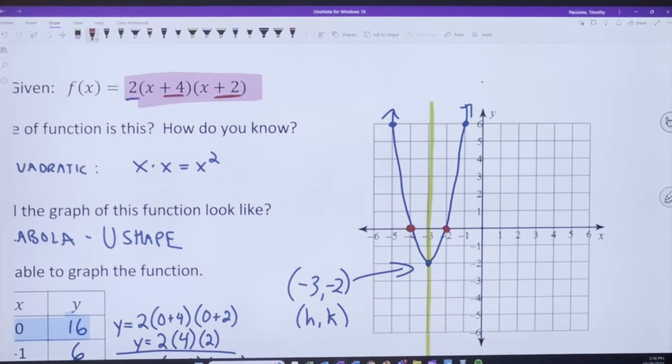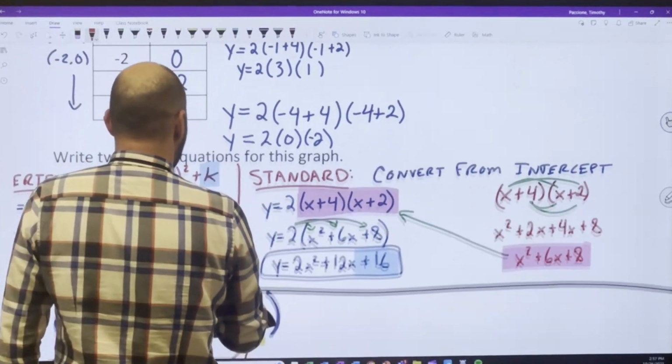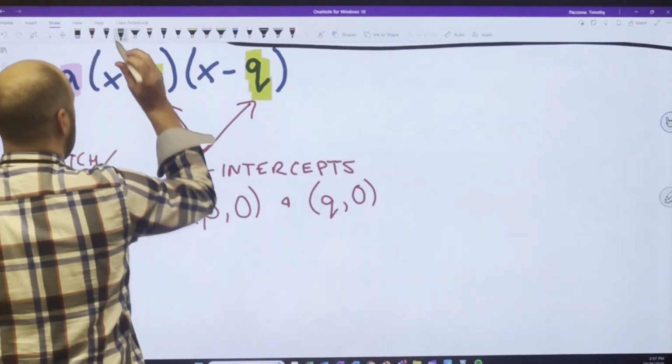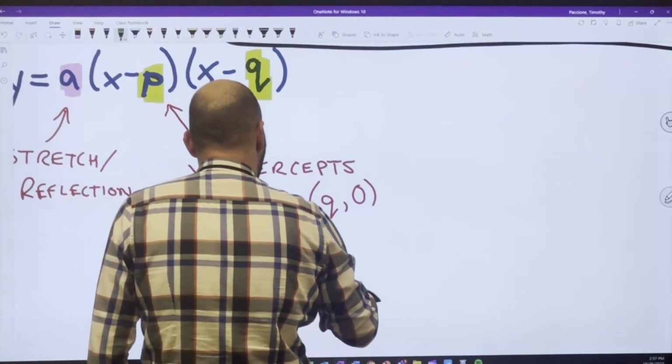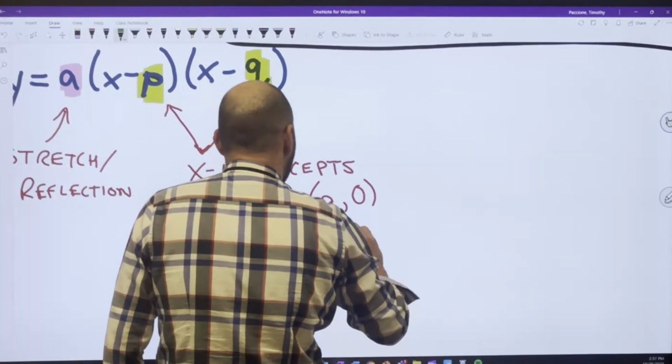So it was -4 and -2, and we had +4 and +2. So what do you think we're going to have to do to get our x-intercepts every time? Flip the sign. Flip the sign, all right? So, important takeaway: you must flip the sign. Okay?